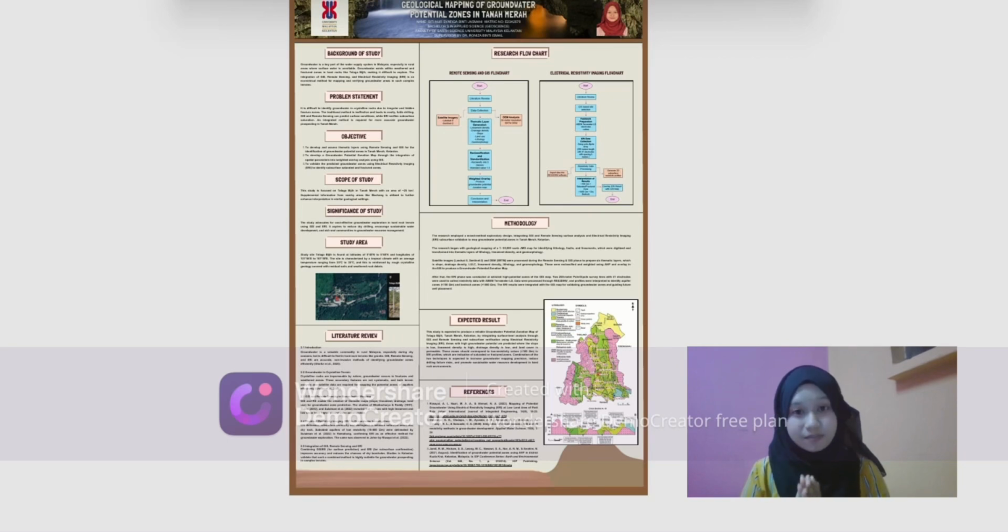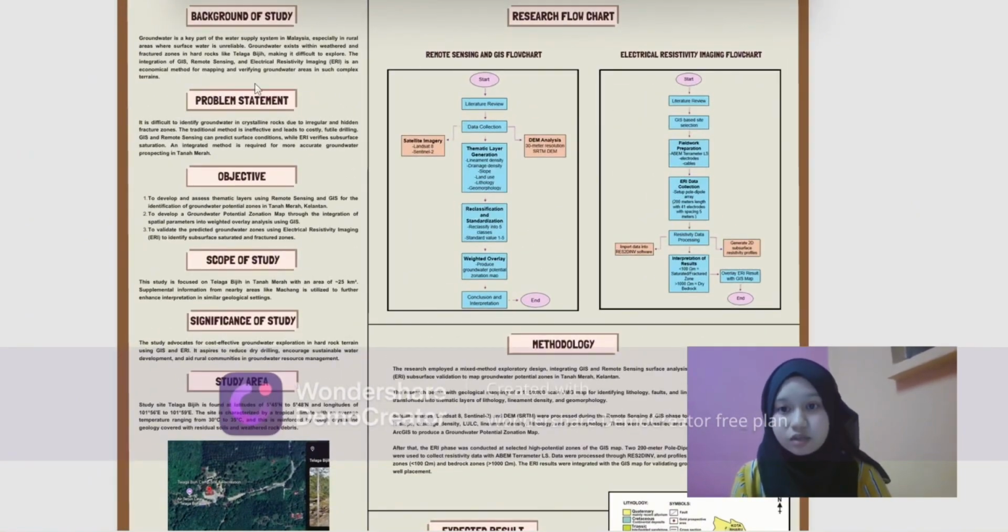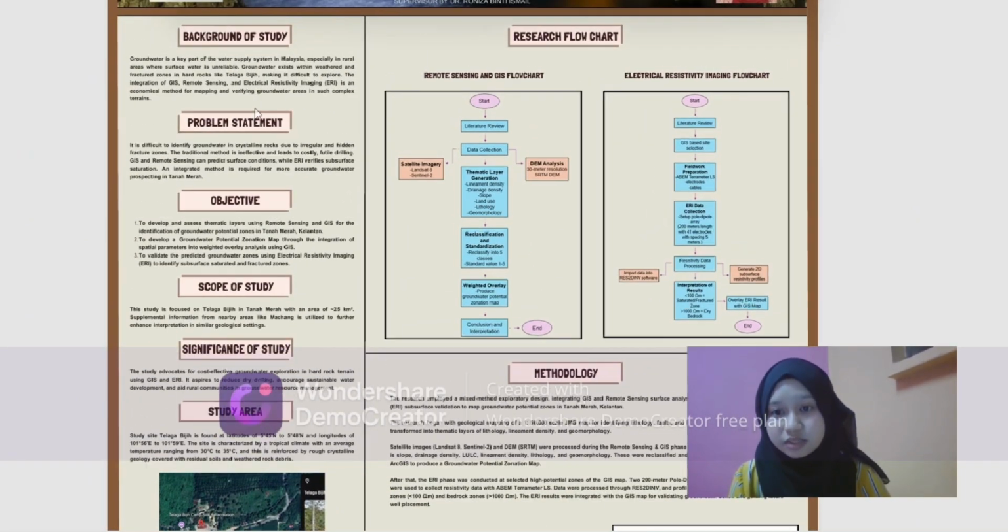Today, I will be presenting my mini research project entitled Geological Mapping of Groundwater Potential Zone in Tanah Merah. First, we move to the introduction part, which begins with the background of study.